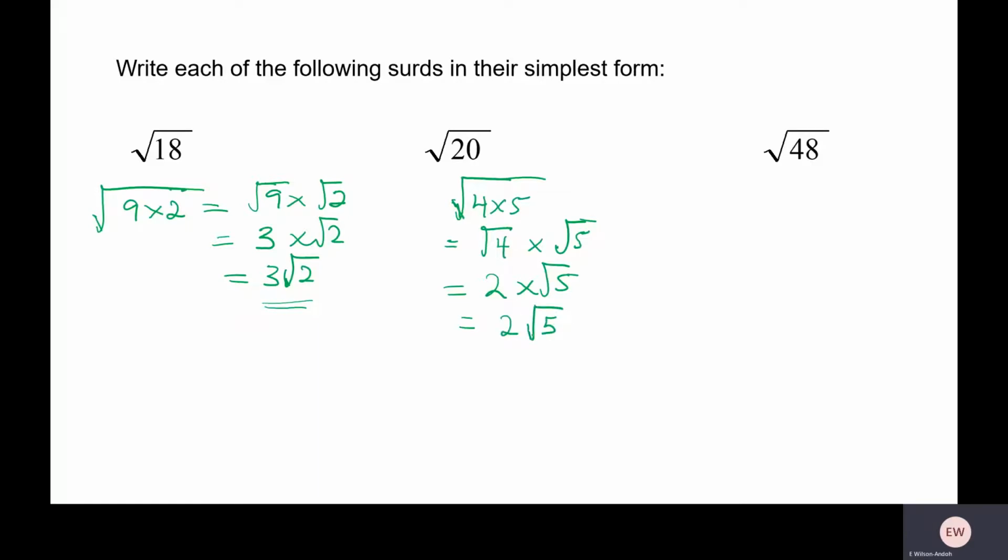2 root 5 is the same as 2 times root 5. So if you see 3 root 7, this is the same as 3 times root 7.